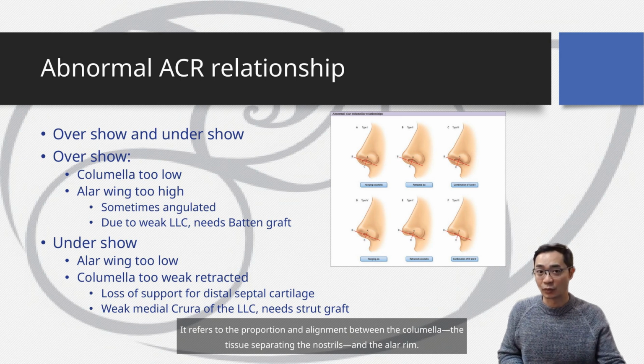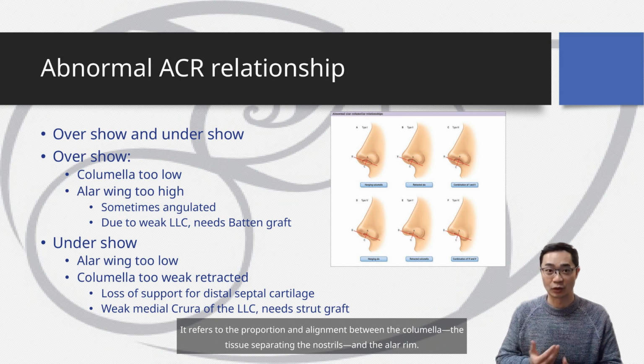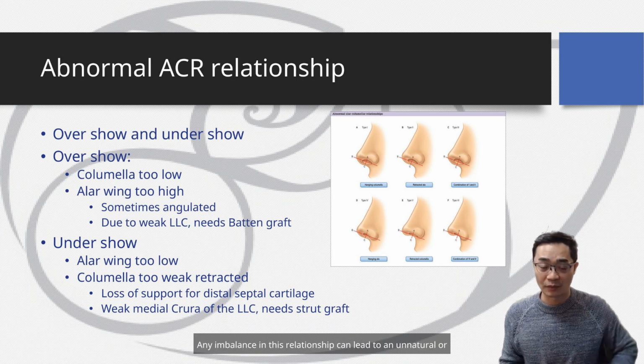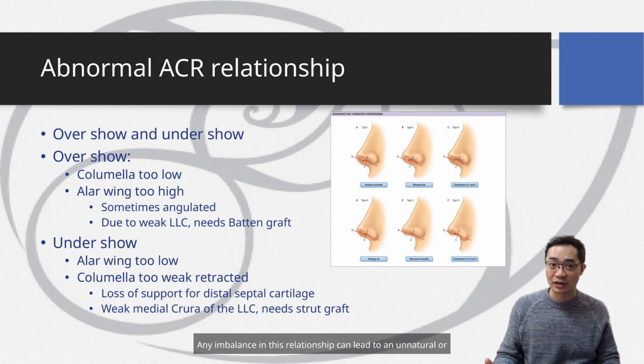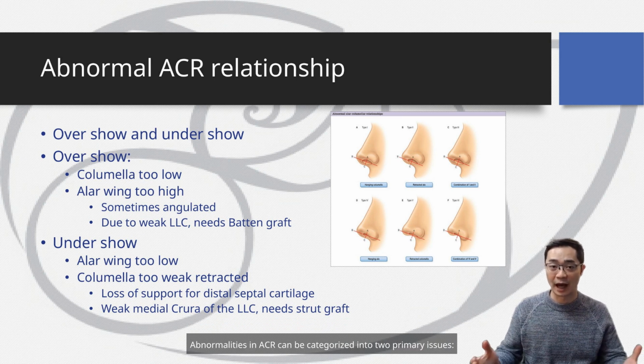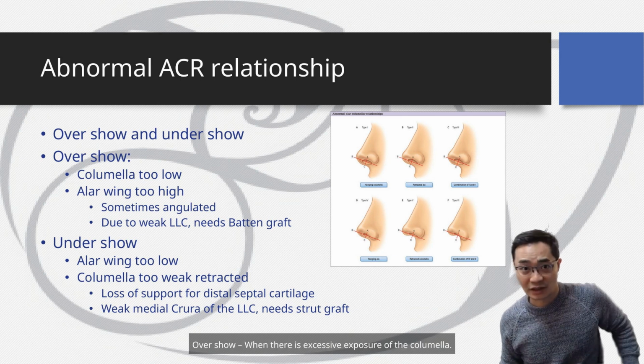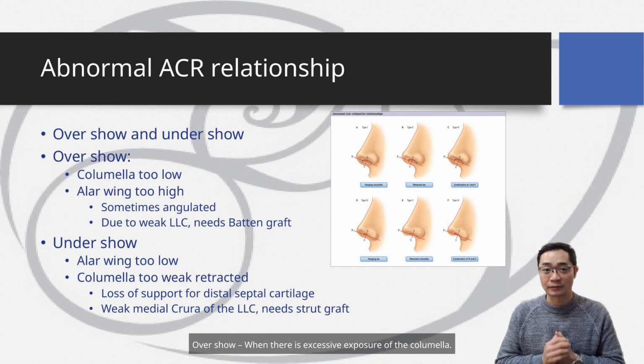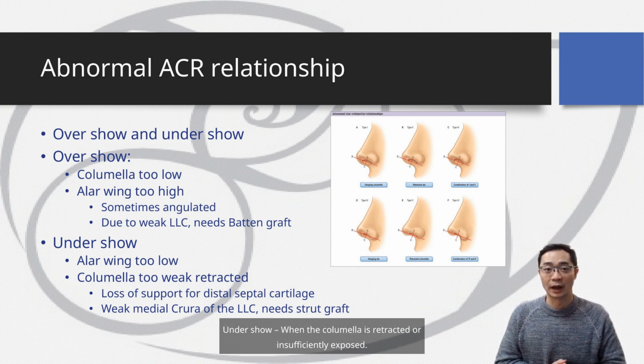It refers to the proportion and alignment between the columella, the tissue separating the nostrils, and the alar rim. Any imbalance in this relationship can lead to an unnatural or disproportionate appearance, often requiring correction through surgical or non-surgical interventions. Abnormalities in ACR can be categorized into two primary issues: overshow, when there is excessive exposure of the columella; undershow, when the columella is retracted or insufficiently exposed.